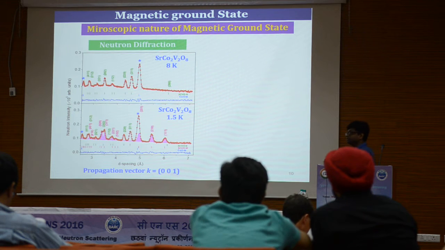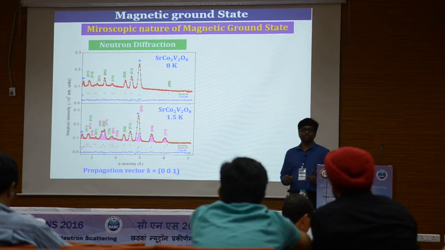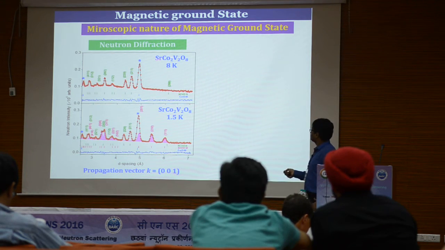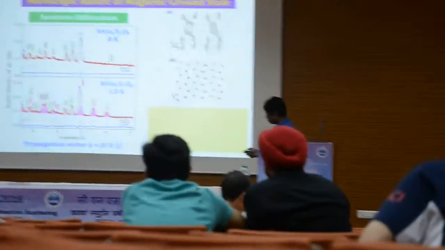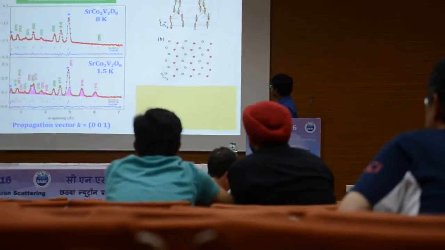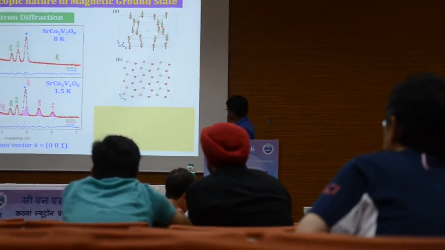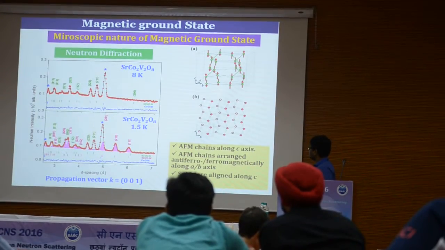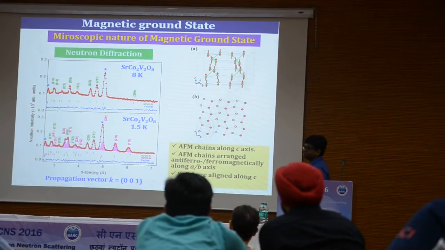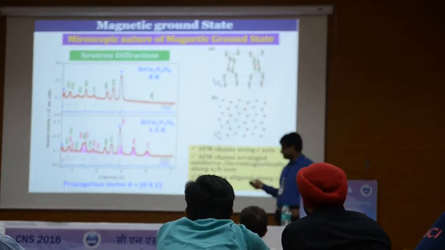The magnetic ground state is characterized by powder neutron diffraction. Here is the diffraction pattern above the transition temperature and below the transition temperature. You see the appearance of additional magnetic Bragg peaks, which confirms the long range magnetic ordering. Analysis shows that the spins are coupled antiferromagnetically along the chain, and such chains are coupled either ferromagnetically or antiferromagnetically within the plane. The magnetic moments are pointing along the c-axis, which is the easy axis in our case.